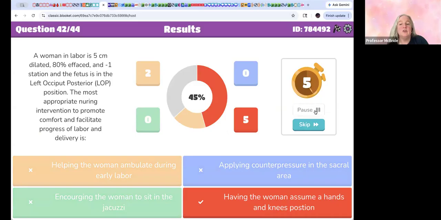So this one is similar to our last one, right? She's also 5. But her baby is occiput posterior instead of occiput anterior, and so that causes a lot more pressure on her back. And so getting her in her hands and knees is going to help create space for that baby to rotate. And so internal rotation as the head is coming through the pelvis is going to help labor progress. So hands and knees is a good choice for her.